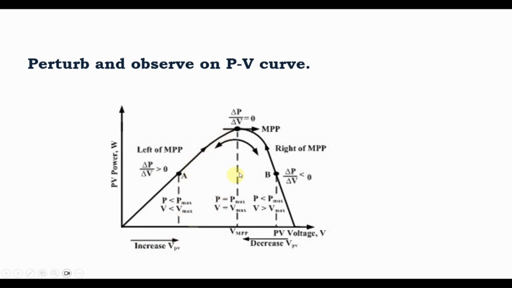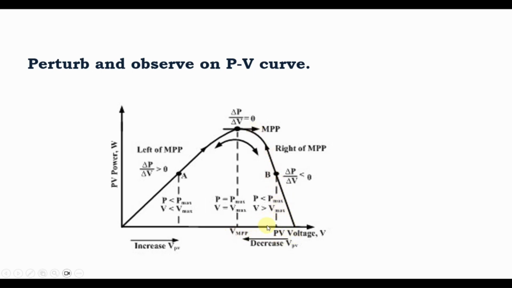Conversely, if we look to the right of the MPP, at point B, the system has overshot the ideal voltage. Here, the slope is negative, meaning delta P over delta V is less than 0. When the algorithm reads a negative slope, it realizes that further voltage increases will only drop the power, so it takes action to decrease VPV, pulling us back toward the peak.